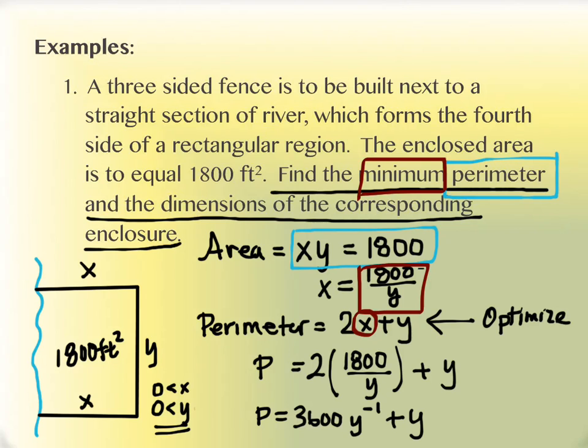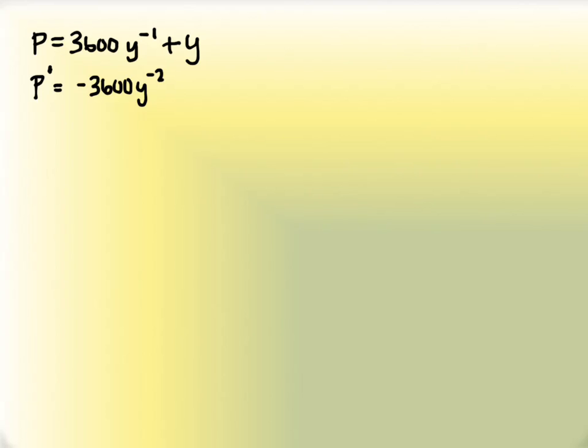We are at the point where we are on basically step 5. What does step 5 say that I'm going to do? I'm going to use calculus. So what am I going to do? Find the derivative. Okay, so what is the derivative of 3600 y to the negative 1? Negative 3600 y to the negative 2. And the derivative of y? Plus 1. With calculus now we have found the derivative. What are we going to do next?